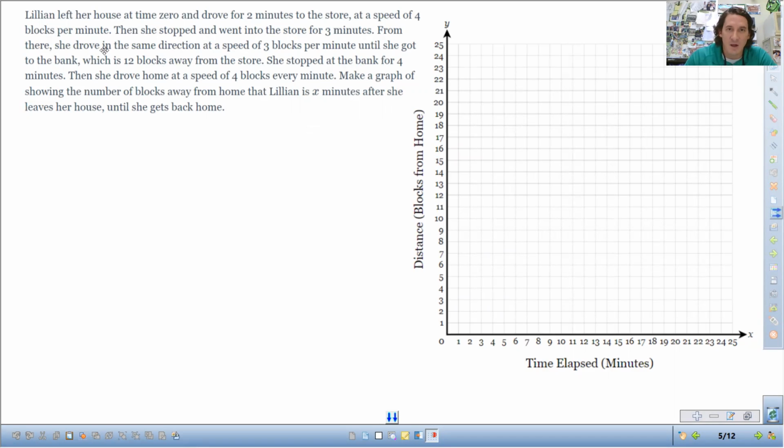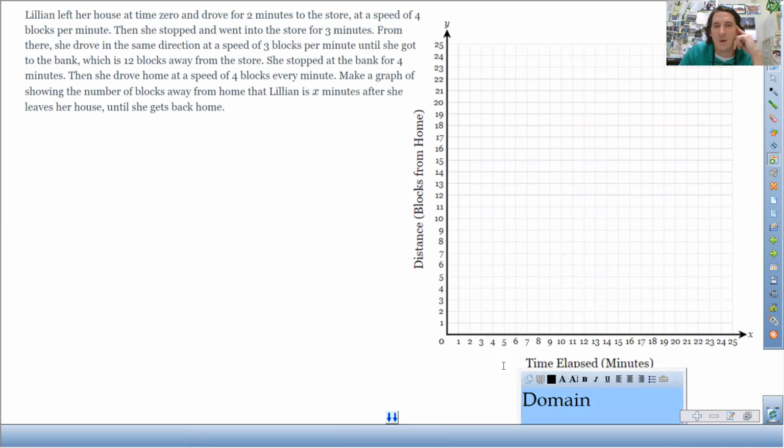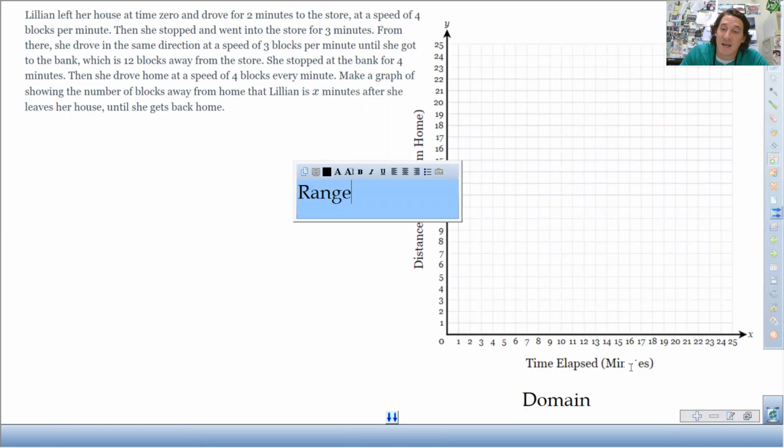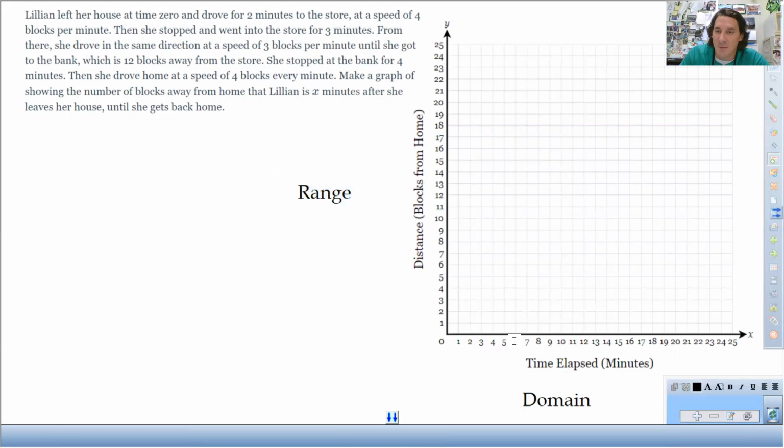Okay, so that's a really long story, and it's very confusing, but let's just take it one step at a time. If you look at the graph here, our x-axis, which is also called the domain, this part would be the domain. And the y-axis, which is called the range. So let me back up. The x-axis is time elapsed, so how many minutes are going. And then the y-axis is the range, and that is the distance.